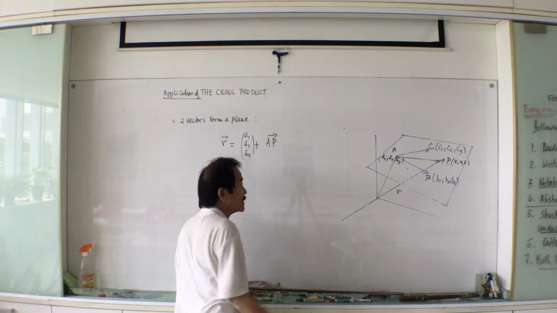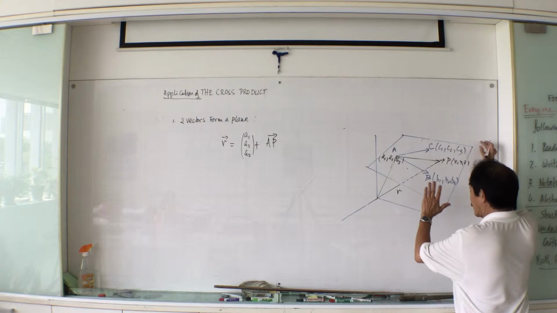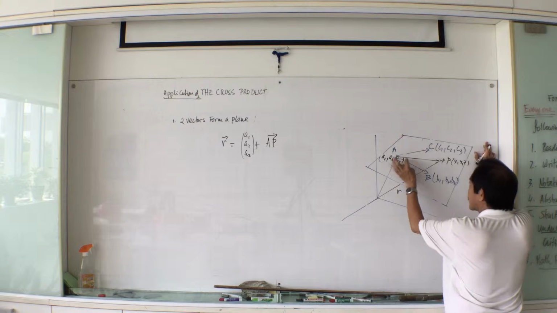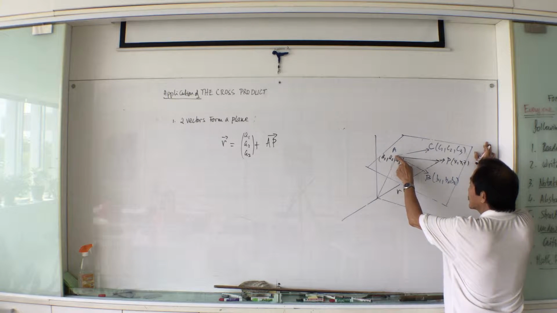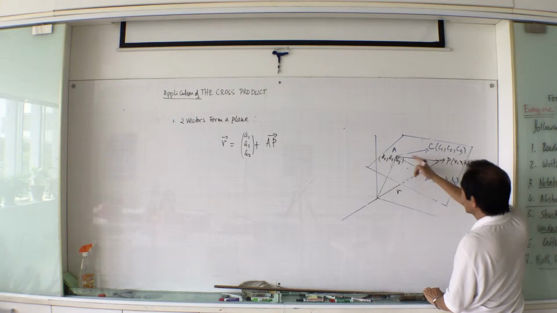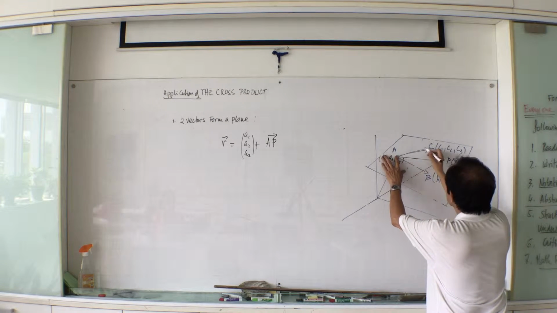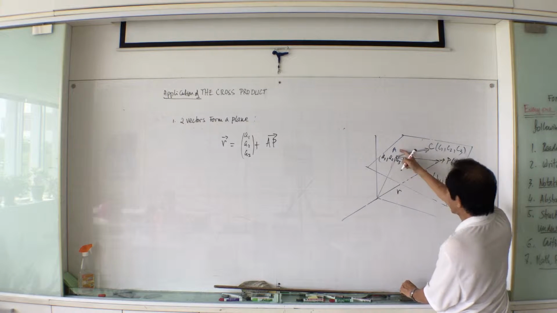So now how to find the vector AP? Any point here can be represented by the combination of two vectors, right? So let's say vector C. Remember the vector here is not C1, C2, C3. This vector, let me call it vector C, but this one is C minus A.